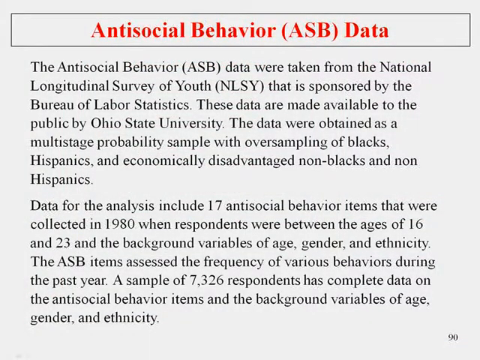It's also a large national survey, part of that same NLSY, National Longitudinal Survey of Youth, that we looked at the alcohol items from. Anyway, the data from this that we're going to look at are 17 antisocial behavior items. They were collected in 1980 when the respondents were between 16 and 23. We're going to also look at background variables of age, gender, ethnicity, and these items assess the frequency of behaviors during the past year. And we have over 7,000 respondents that we're looking at.